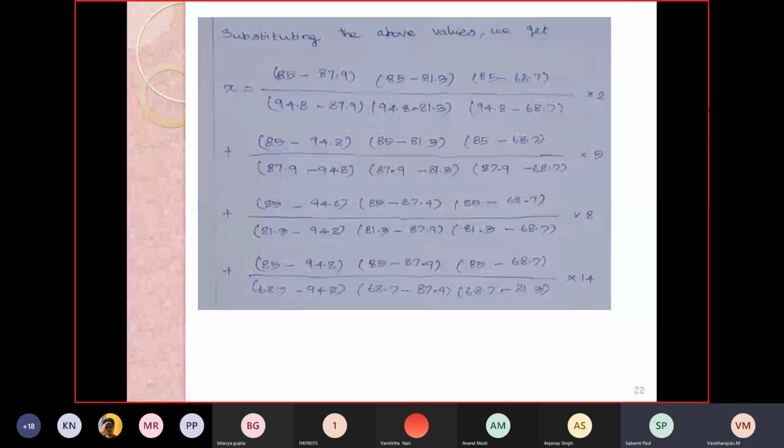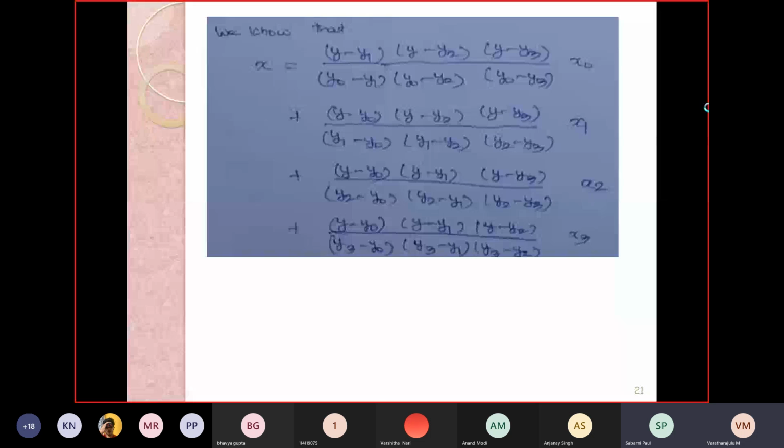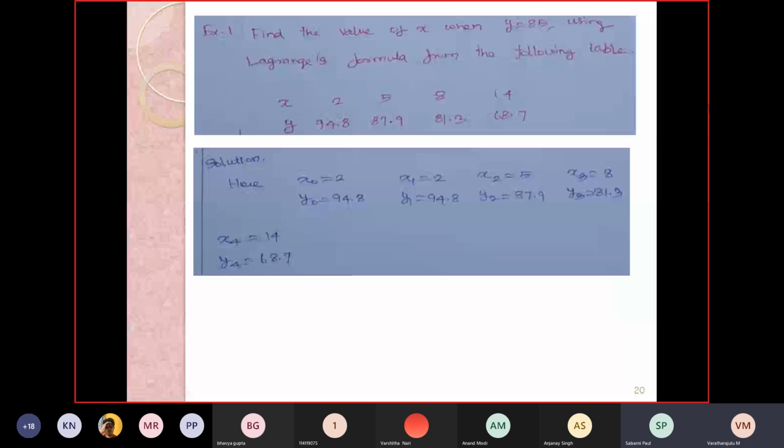Minus y1. Okay, sir. Sorry, got my mistake. Here I have wrongly written. Again, I have written here in this particular part. Here the x naught is equal to 2 and your x1 is equal to 94.8. Your x1 is equal to 5 and your y1 is equal to 87.9. Okay, so yeah, got my mistake.